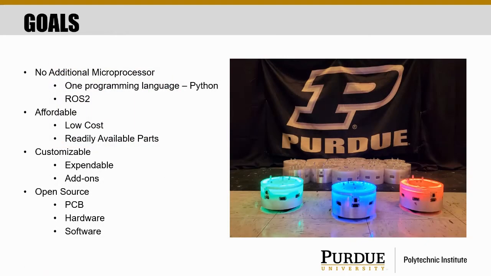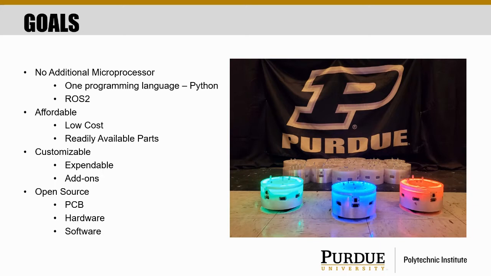While planning to develop the platform, we had several goals in our minds. First, we wanted to keep the system simple, using only one mainboard computer and no additional microprocessor. This way, we could use only one programming language, Python in this case. This also allowed for easier integration of Robotics Operating System 2, also known as ROS2, which facilitates the communication between the devices.